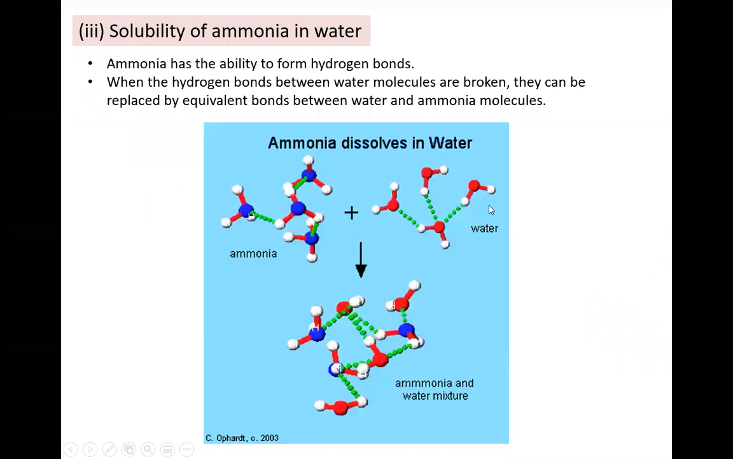Okay, let's look next at the solubility of ammonia in water. Ammonia has the ability to form hydrogen bonds. When the hydrogen bonds between water molecules are broken, they can be replaced by equivalent bonds between water and ammonia molecules. So that is why ammonia can dissolve in water, because ammonia can make hydrogen bonds with water molecules.